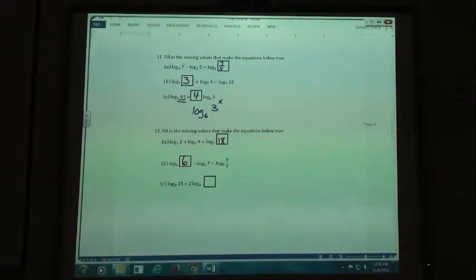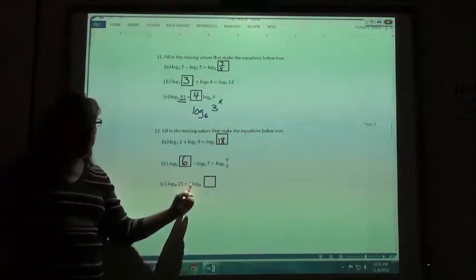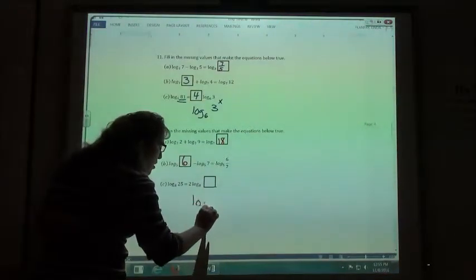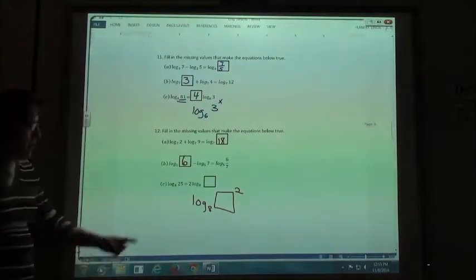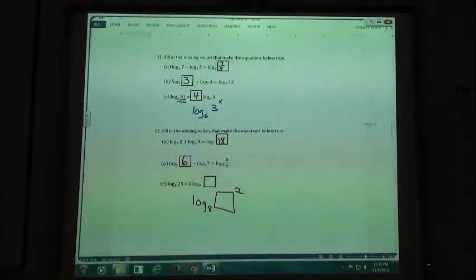Now here's the tricky one. This number in front of my logarithm becomes the exponent here. So I'm saying the log base 8 of what to the second power would equal the log base 8 of 25? 5. So when something's multiplied by my logarithm, I move it up to be the exponent, and then I try to make them equal each other.